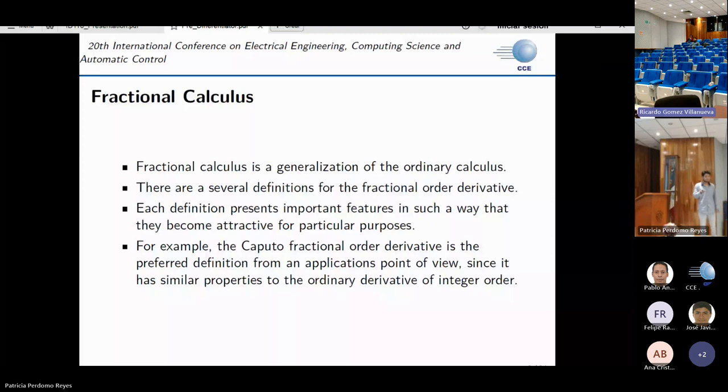For example, if we calculate the fractional order derivative of a constant function in the Caputo sense, it is zero, equal to the integer order derivative. On the other hand, if we consider a differential equation with Caputo operators, the initial conditions have the same meaning as in integer order. It means, for example, if we consider a mathematical model of a pendulum, we take the initial conditions like angular position and velocity. In other fractional orders, the meaning of the physical system is not clear, it's not tangible.